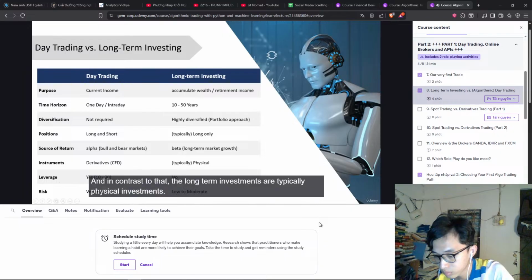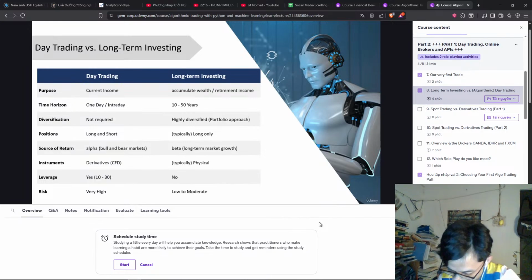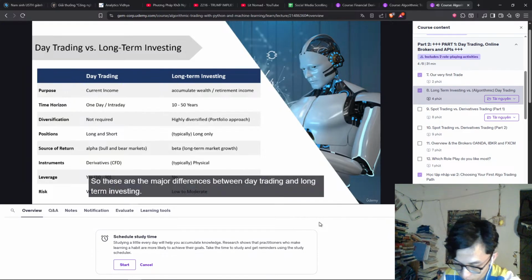And due to that leverage, day trading is a very risky business, and small price changes can lead to high losses. In contrast to that, the long-term investments are typically physical investments. So you buy physical stocks and have the stocks in your portfolio. And there's typically no leverage in long-term investments. So the risk is low to moderate because portfolios are highly diversified. So these are the major differences between day trading and long-term investing.